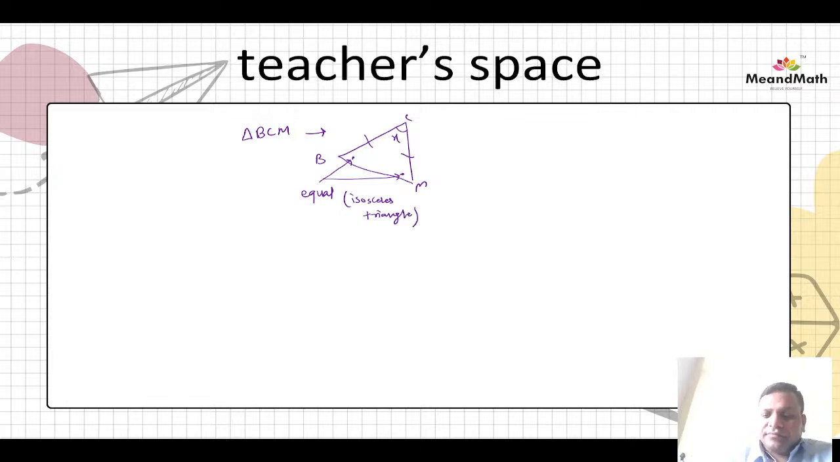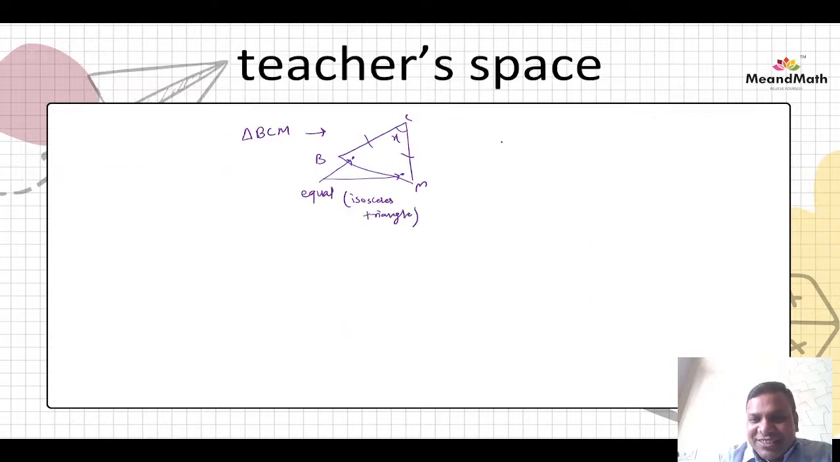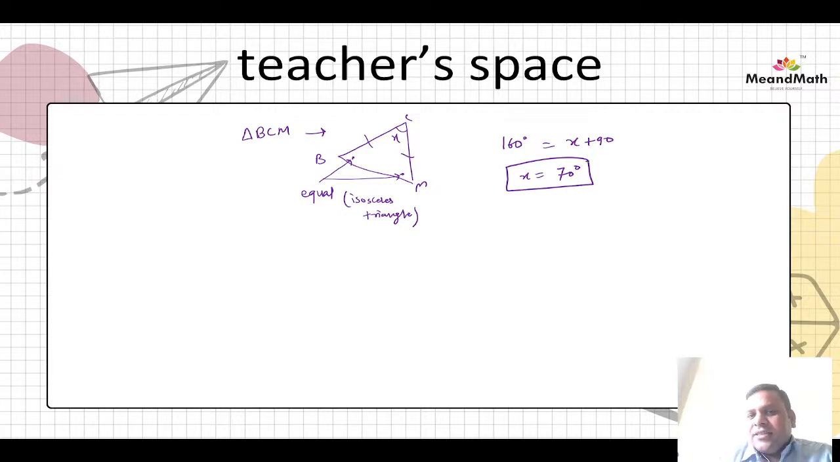Right? Now, in the diagram, you can see here this angle is 160 degrees, given in the question, and this angle will be 90 degrees. Why? Because it's a square. So we can find x. Yes. So 160 is equal to x plus 90. So x is equal to 70 degrees. What is the value of x? 70 degrees. Okay, so we can find out these two angles also.